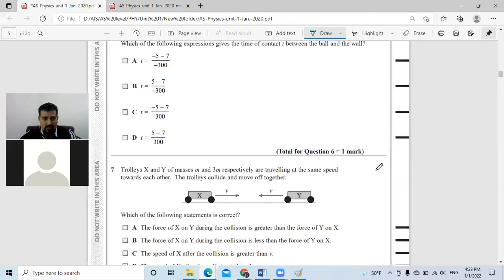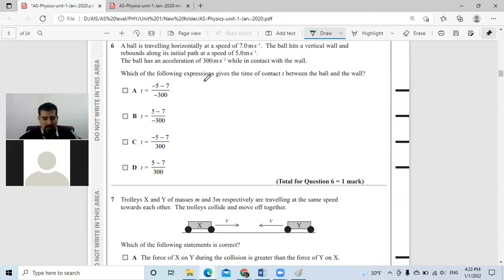Question number 6. A ball is traveling with a horizontal speed of 7 meters per second. The ball hits a vertical wall and bounces with a speed of 5, that means v is -5. The ball has an acceleration of this value while it's in contact with the wall. Which of the following expressions gives the time of the bouncing?